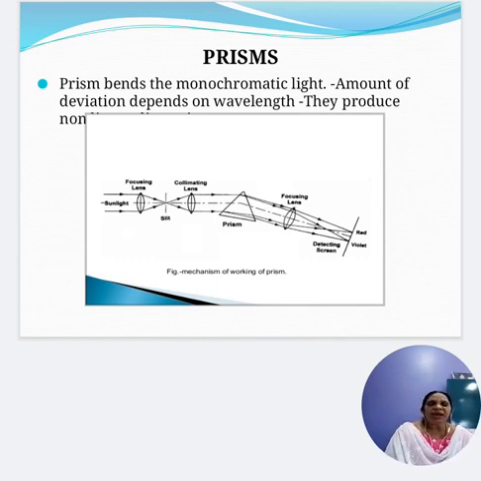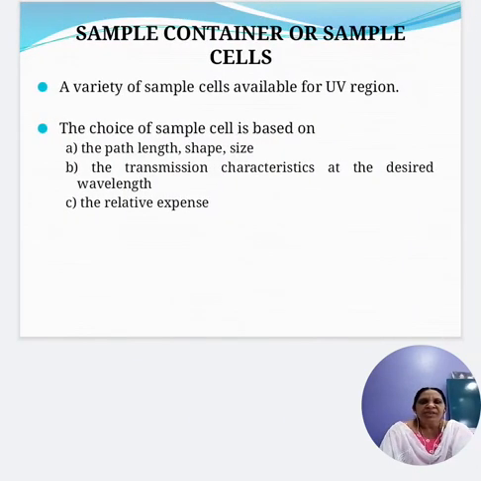These two rays are again passed to the focusing lens, and when they are made to pass through the exit slit, they fall on the detecting screen. When you use a detecting screen, you can observe the visible radiation, which may be from violet to red. So this is a schematic diagram of the working of the prism.